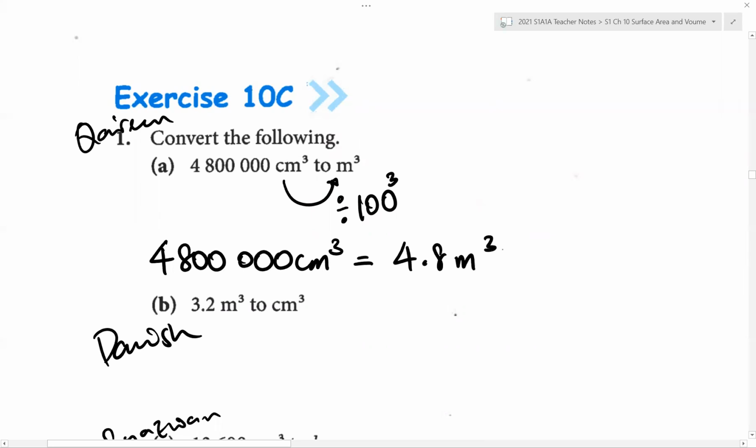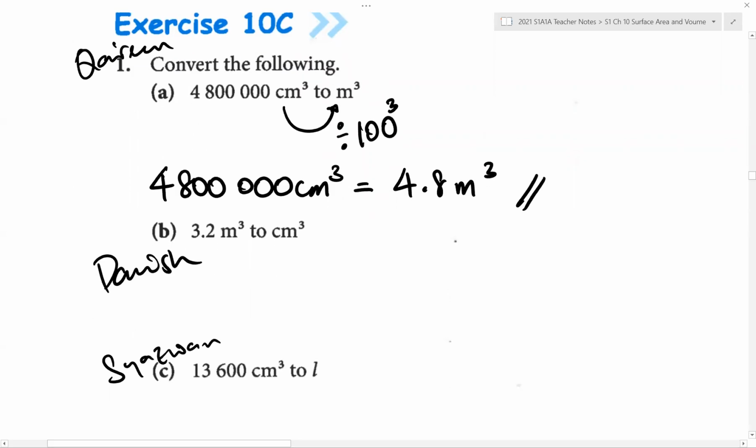.8 cubic meter. That's it. Is this difficult? Karin, difficult? No, not difficult. Okay, next one, Danish. 3.2 cubic meter to cubic centimeters.